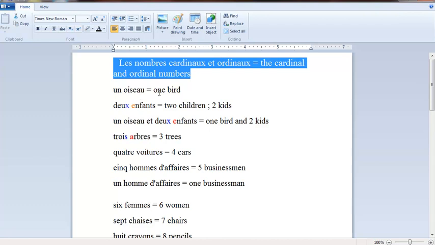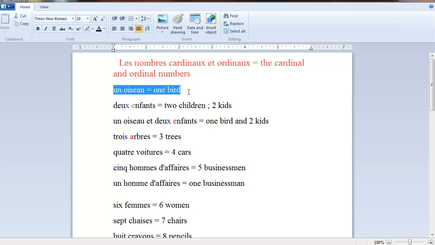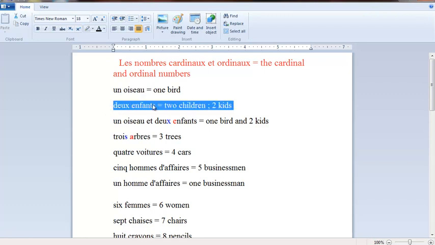Un oiseau. It means one bird. Notice also the pronunciation. Un oiseau. Deux enfants. 2 children. Or 2 kids. Pay attention. Deux, it means 2, and it ends in X, and then the following word starts with a vowel, the vowel E, E from elephant, and that's why you pronounce it deux enfants. X becomes Z before the vowel by which the next word starts.